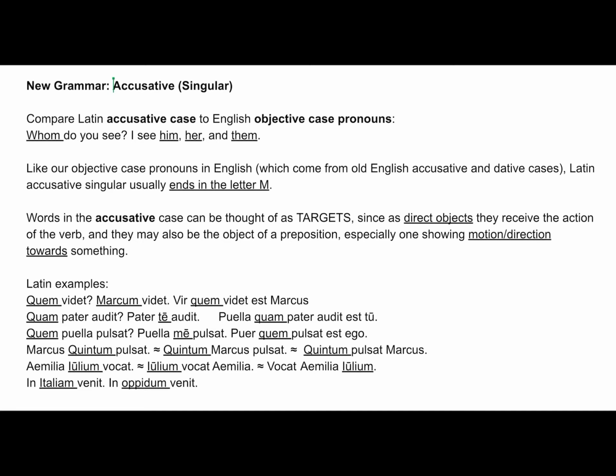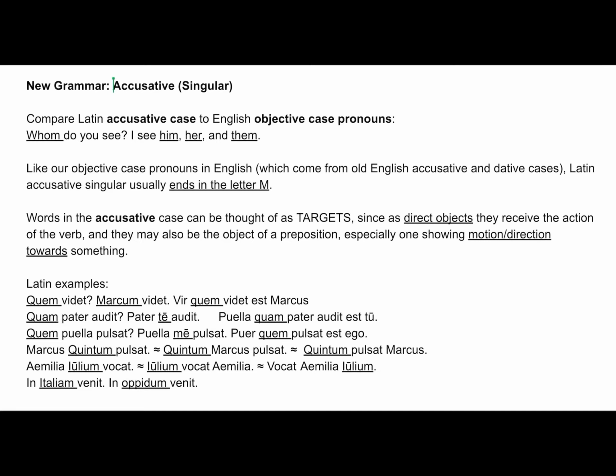All right. Now, me, just like te up above, is an objective pronoun. It is accusative case, but just like te, it does not end with M. So me and te are both accusative for me and you, respectively, even though they don't end with the M. The quem, again, we've already seen, meaning whom.